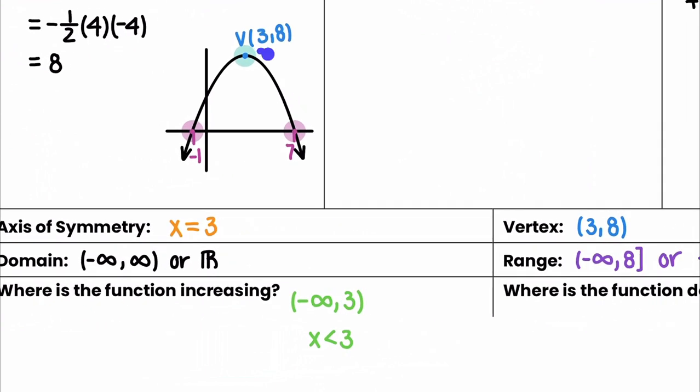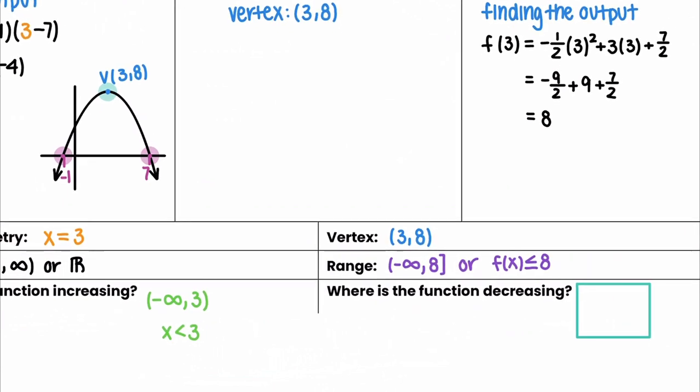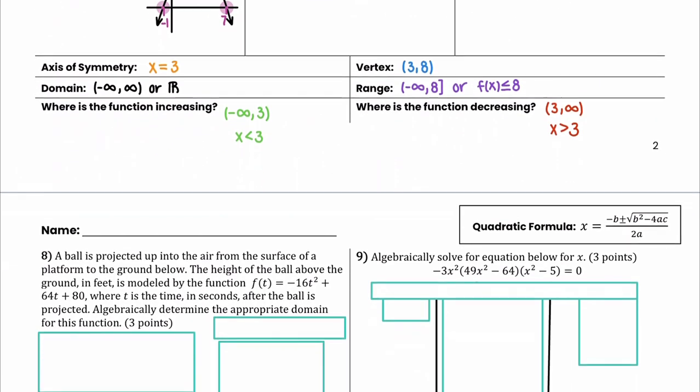And so for the next one where it says where the function is decreasing, it's the same exact logic. We see that the graph is going down from left to right here. So starting at 3, the graph continues to decrease as x approaches infinity. So that's why here we have positive 3 comma infinity, or we can say x is greater than 3.